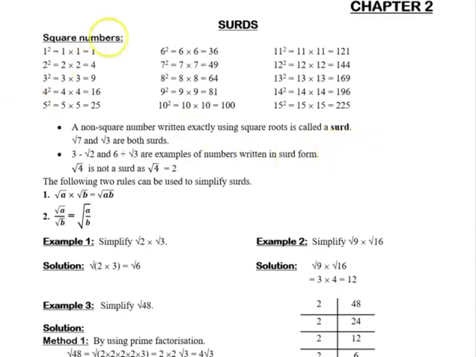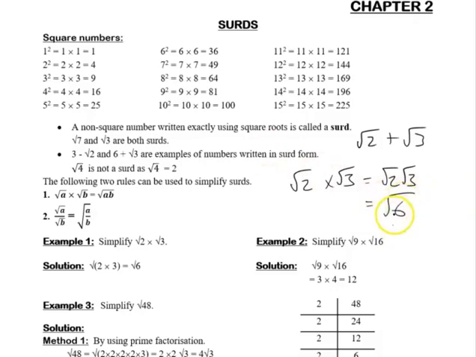Now if you were to add two surds, so if I was to do the square root of 2 plus the square root of 3, this cannot be worked out. But you can do the square root of 2 multiplied by the square root of 3. This can also be written as root 2 root 3. It means the same thing. So we can multiply the 2 and the 3. Whatever's inside the roots can be multiplied together. So 2 times 3 is 6. So we're going to have the square root of 6.